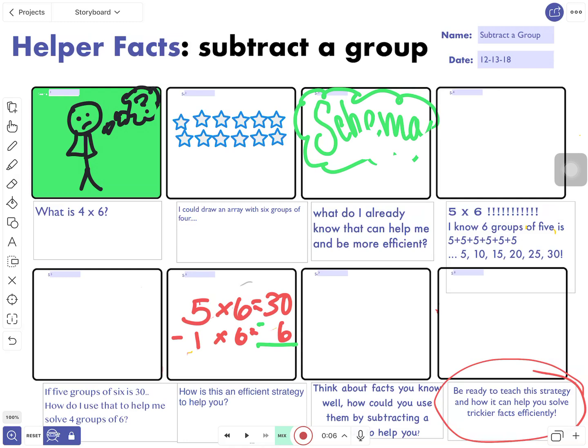Today you're going to learn a helper fact to solve some unknown facts, and that strategy is going to be called subtract a group. Pay attention and talk with the people in your group at the pause points because you will need to teach this to another teammate.